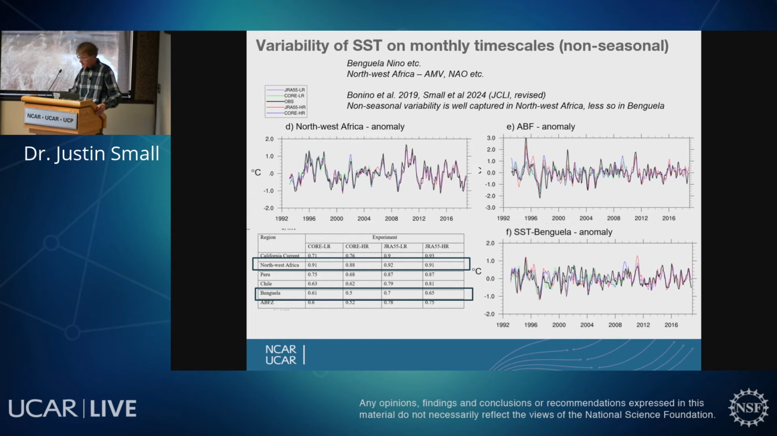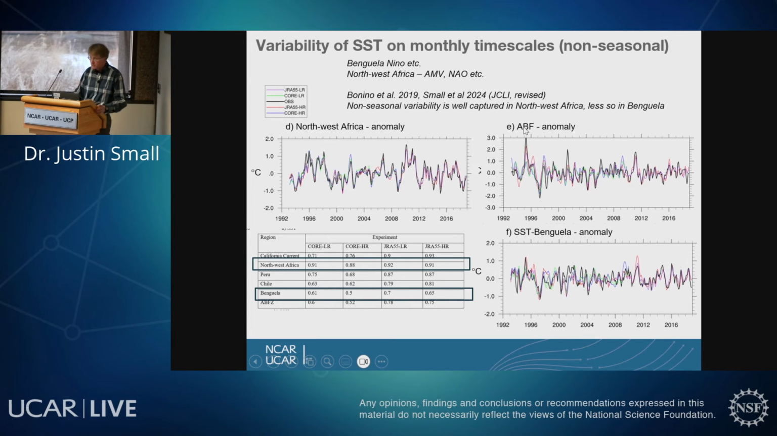This is SST, looking at variability. So this is the monthly non-seasonal variability. This is Northwest Africa. The anomaly from the climatology, this is anomaly in degrees C, time period from 1993 to 2018. And the black line here is observations, and there are 4 different models which I described in the previous slide, different ocean resolution, different forcing. The key point for this is they all do really well. And these are correlations of model with observations, and they're 0.9 or upper 0.8. So a very good representation of variability of Northwest Africa.